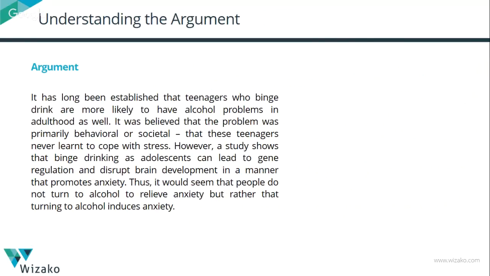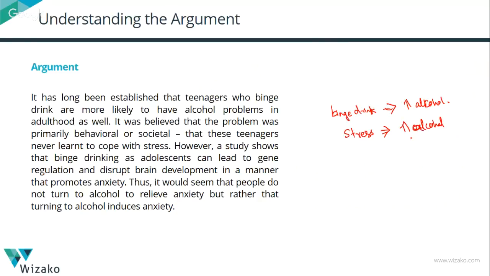Let's look at the argument and then compare it, reason it out, and then discuss with the answer options. It has long been established that teenagers who binge drink are more likely to have alcohol problems in adulthood as well. It was believed that the problems were primarily behavioral or societal, that these teenagers never learned to cope with stress. So the original belief was that because they are binge drinking, then the ones who binge drink are likely to have increased alcohol problems as an adult as well, right? And we're saying that that is basically caused by stress. Stress is leading to increased alcohol consumption. This was the original belief.